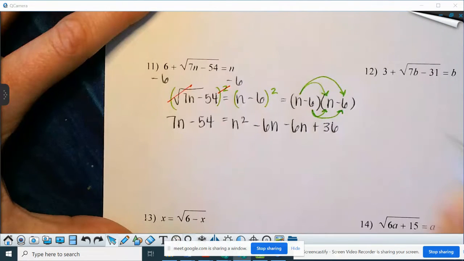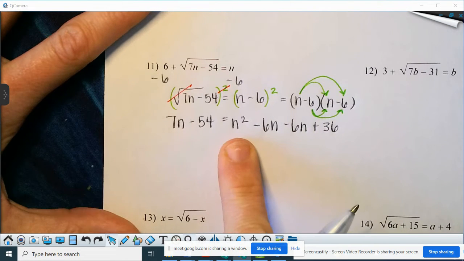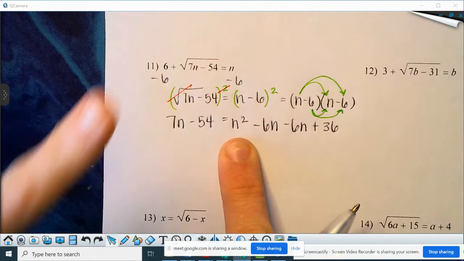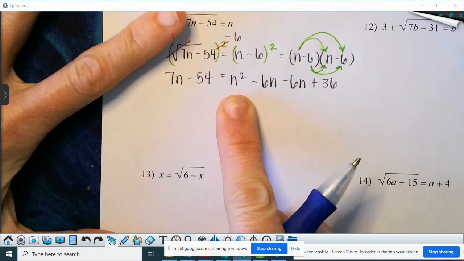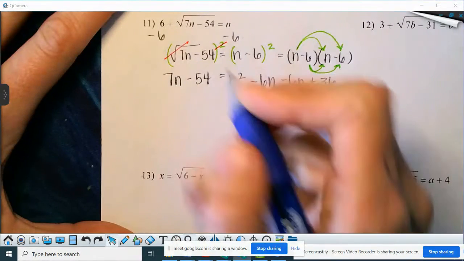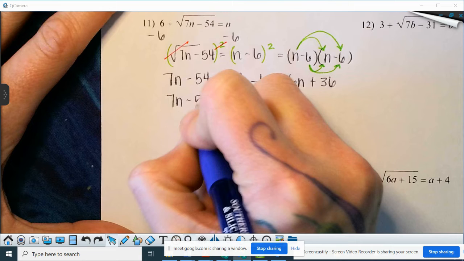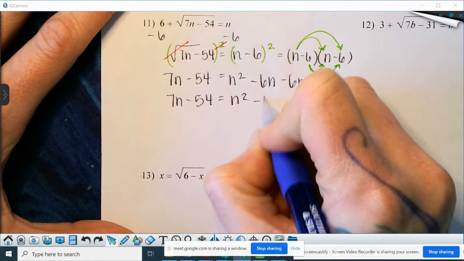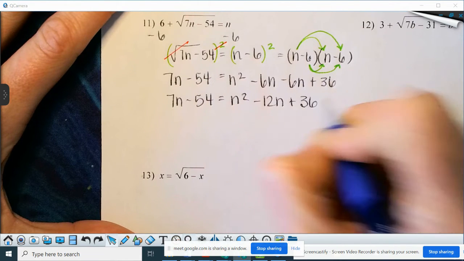And then we just have to clean up. Again, you're seeing that n squared, so hopefully a little alarm's going off in your head, knowing that you're going to have to either factor by GCF or some form of solving a quadratic to get these answers. So if I clean this up and leave this over here as is, it's n squared minus 12n plus 36.